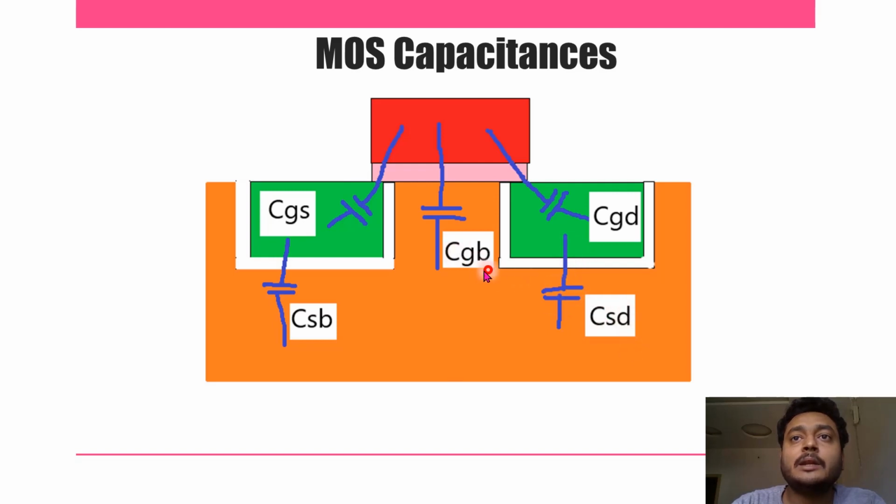Okay, so this was actually interchanged here. Sorry, this should be B here. So CG, sorry, this will be the drain terminal, right? So CDB. Okay, that was a typing mistake. This will be from drain to bulk, so this is CDB. So these are the capacitances you can see in any MOSFET. We call them parasitic capacitances.